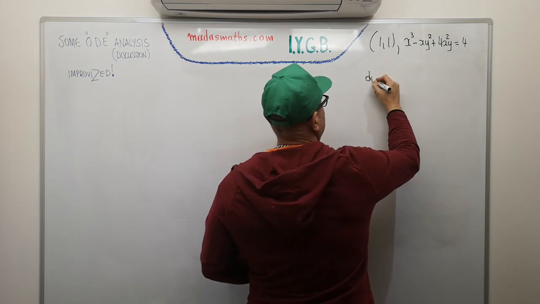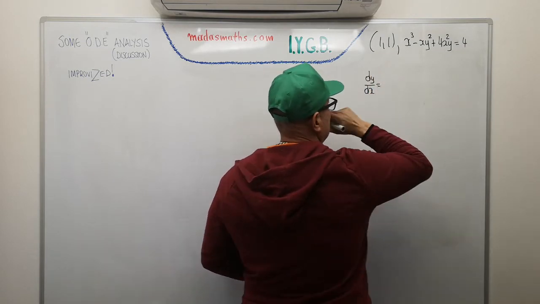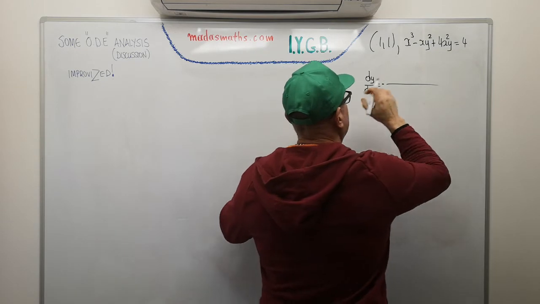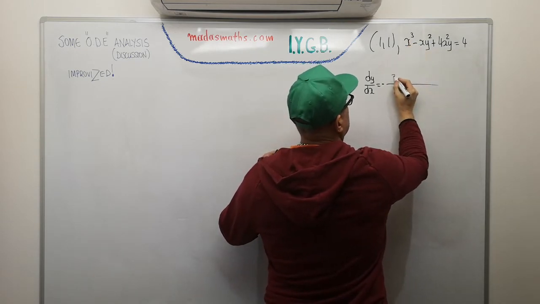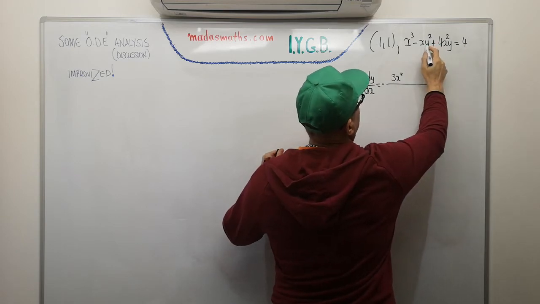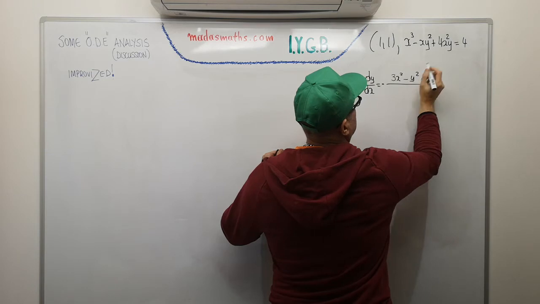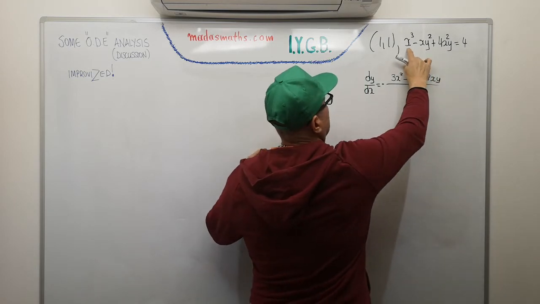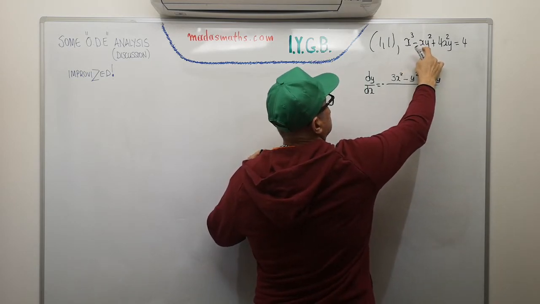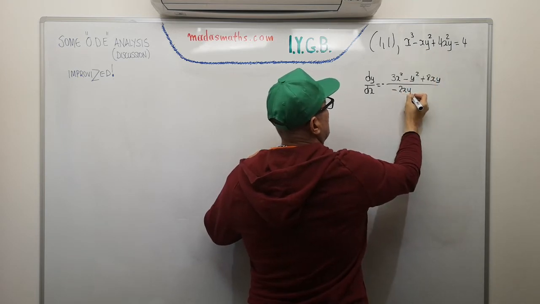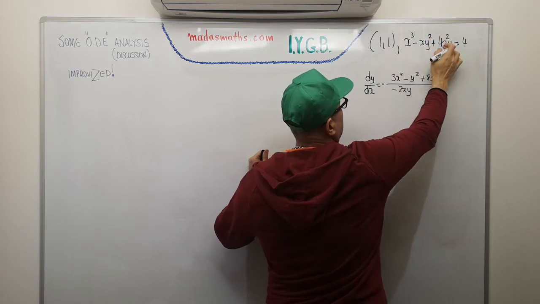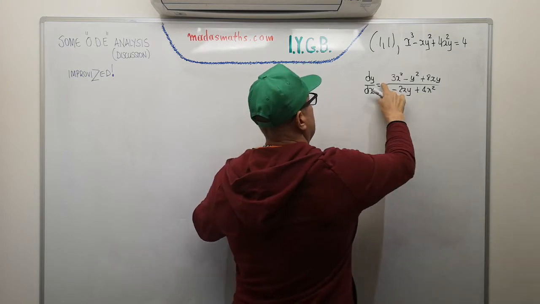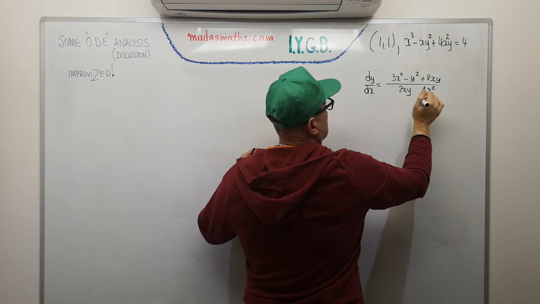I'm going to write dy by dx. Those who have done partial differentiation, maybe they understand what I'm doing in here. I'm just going to come up with this very quickly. With respect to x is 3x squared with respect to x, minus y squared with respect to x, plus 8xy. With respect to y, 2xy negative, plus 4x squared, and therefore I got the minus at the front, so this will be plus and this will be minus.